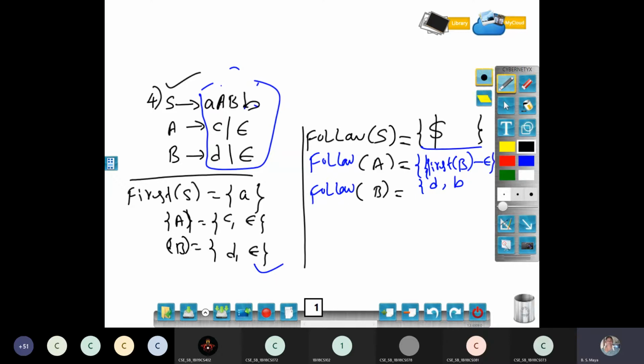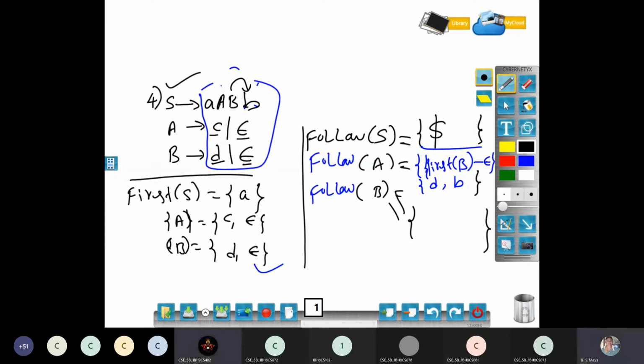Follow of A. Do you have any other A here? This A. See, in all the remaining productions, capital A is not there, then I can end with my follow set of A. Then what about the follow set of B? Can you check now? What is the follow set of B?